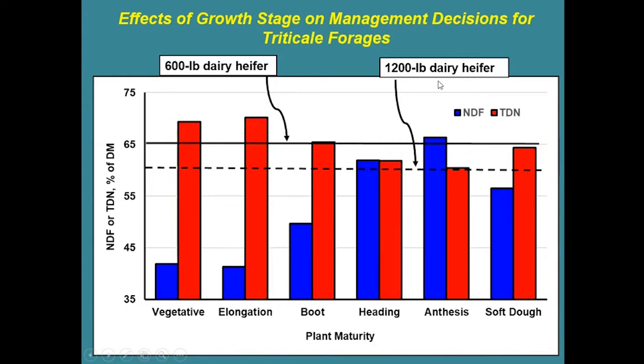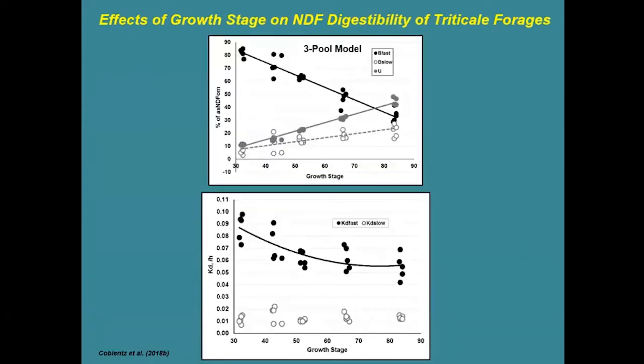If you want, for instance, to feed a pregnant dairy heifer, which has a much lower energy requirement, you might want to target a more advanced growth stage, such as anthesis, which is typically the minimum. That would also have an advantage of a much better yield, but it would also have the limitation of a delayed harvest date. So those are all factors that you need to weigh into management decisions.